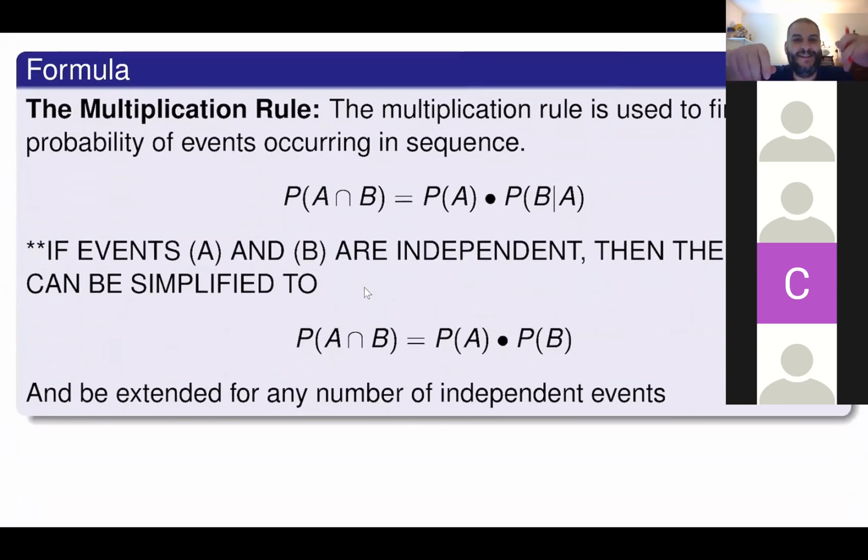All right. So up next, we're going to work on something called the multiplication rule. The multiplication rule is meant to be a shortcut way to get a probability. We have two multiplication rules, one for independent events and one for dependent events. For this one, it's for dependent events.